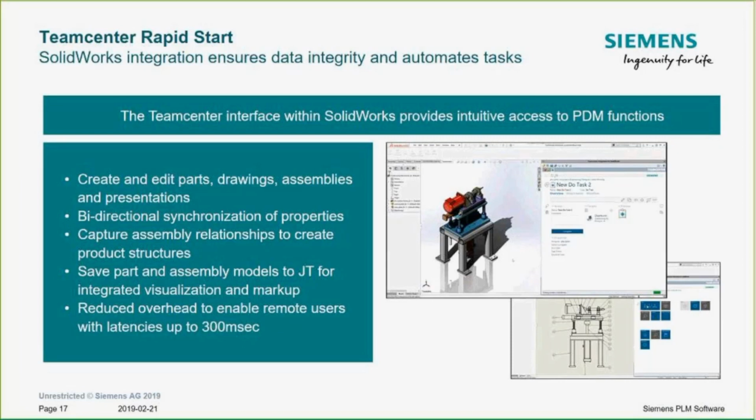To further improve productivity, the Rapid Start integration supports the bidirectional transfer and synchronization of model properties that are helpful when establishing the product structure. The Rapid Start integration also automatically generates and saves neutral file output, including PNG, PDF, and JT. JT files are an ISO standard CAD neutral format, widely used for 3D visualization.